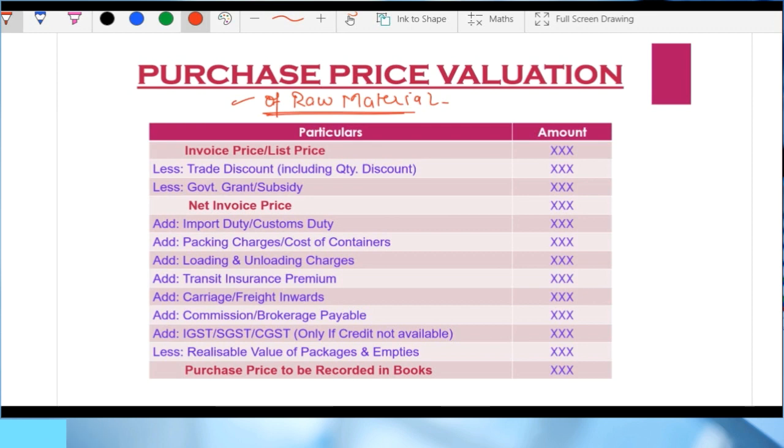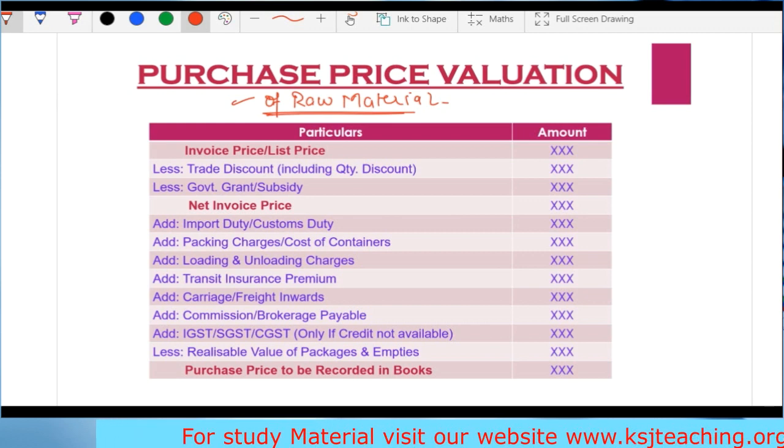So it is important to value the raw material, that is, whatever raw material we are buying, what is the cost that we should record in our books, what is the actual cost that is going out of our pocket.